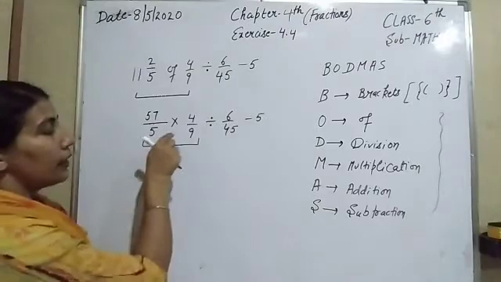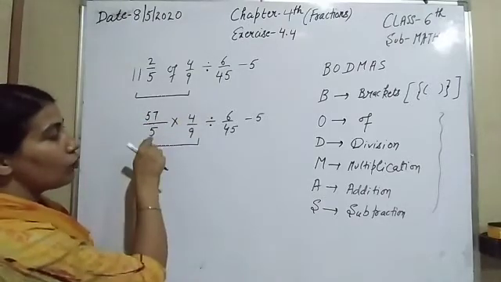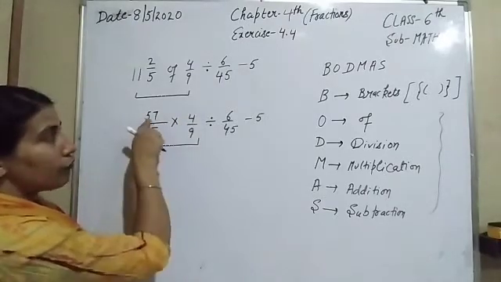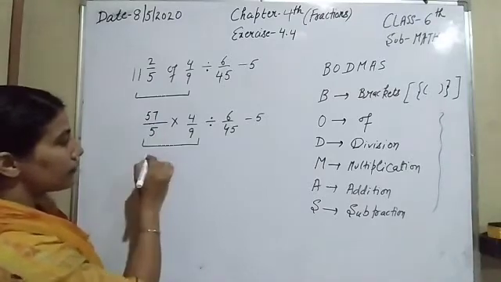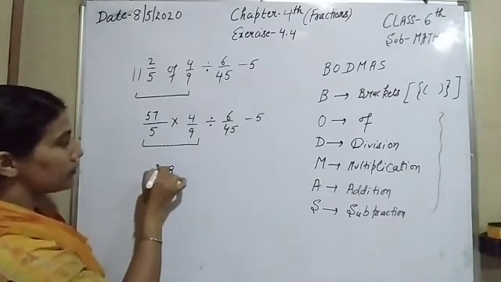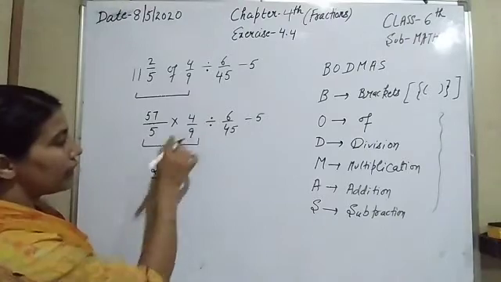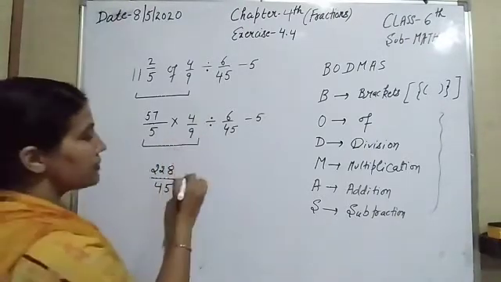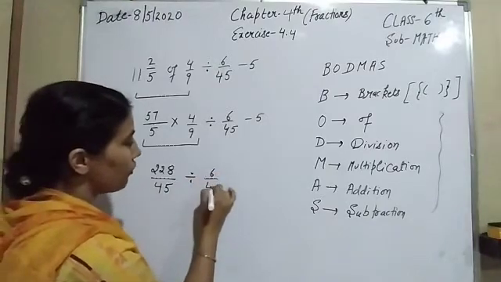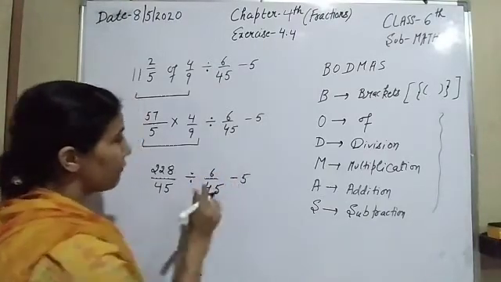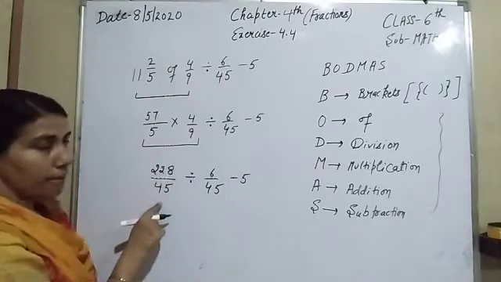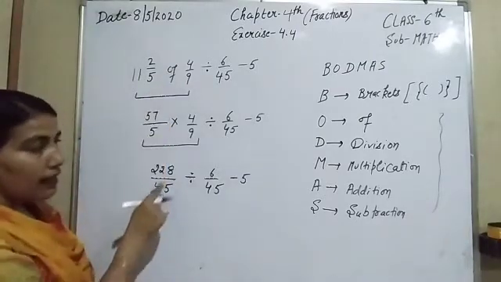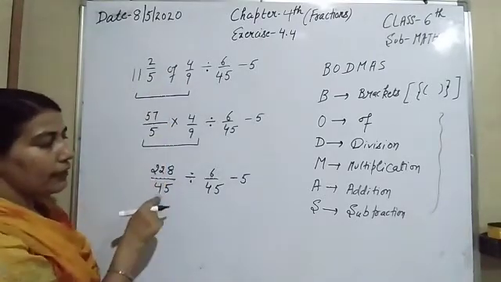Now look here. Here is 57 into 4 over 5 multiply 9. Now 57 multiply 4 is 228, over 5 nines are 45. Okay. Now here is division. Here is 6 over 45 and here is minus 5. We have solved the of symbol and the value becomes 228 over 45.